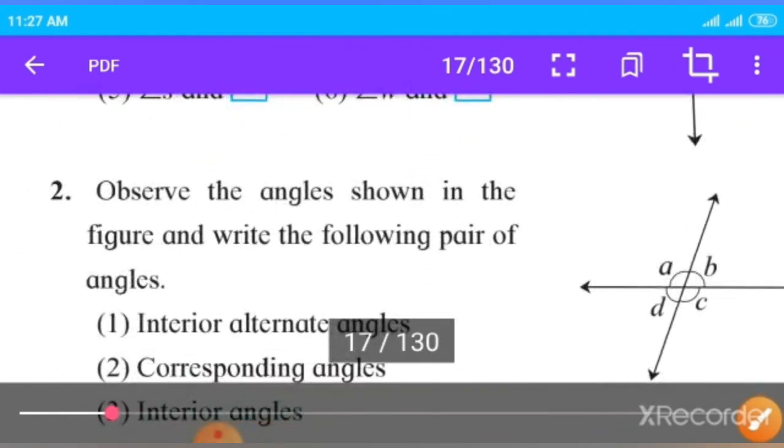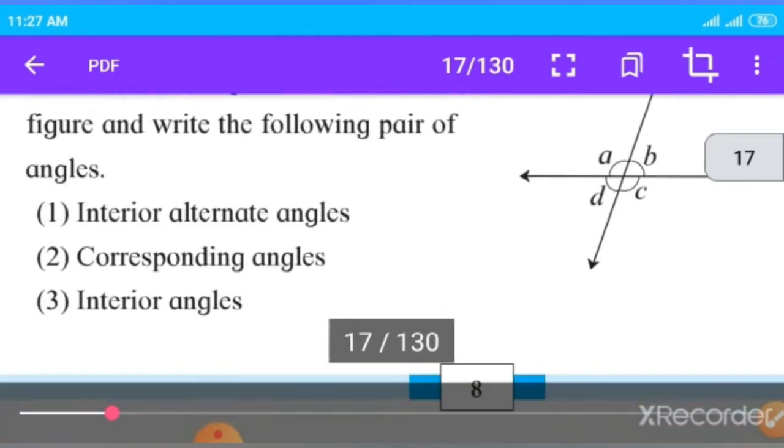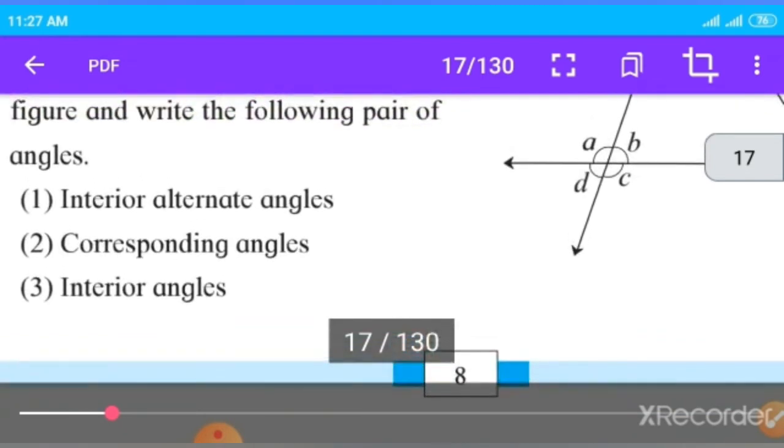Observe the angles shown in the figure and write the following pair of angles. Interior alternate angles.